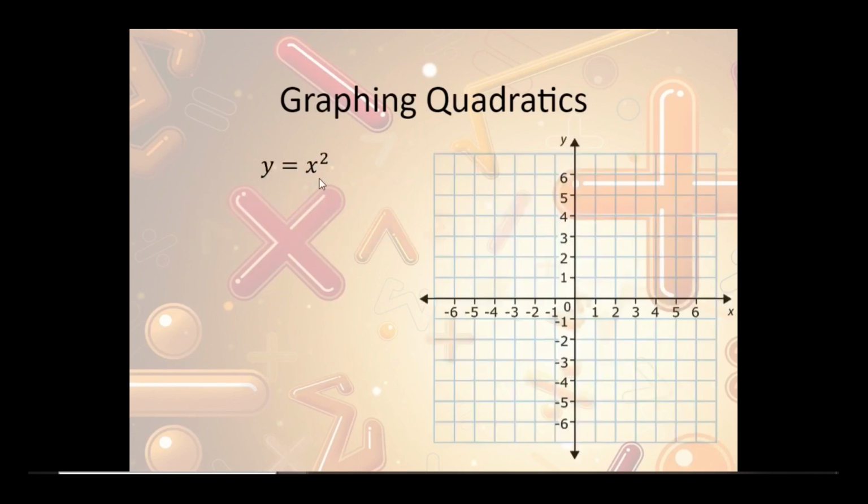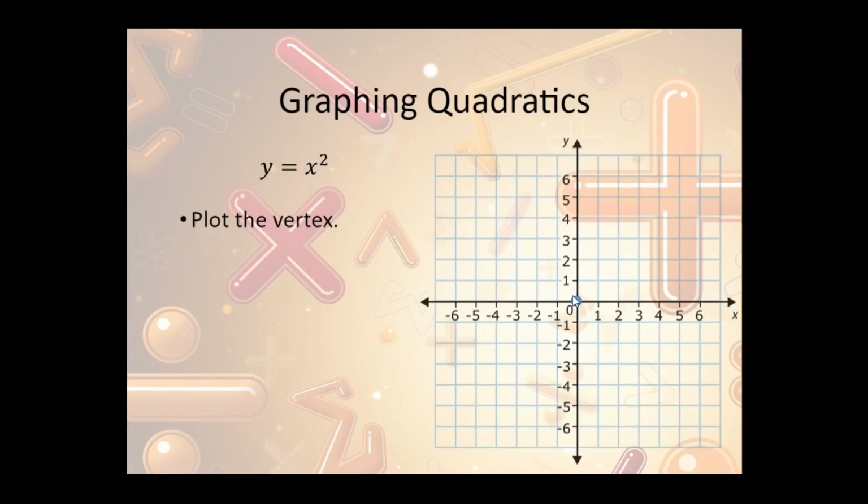So for instance, I have y equals x squared. So I plot the vertex. I should notice that this is really x plus 0 squared. So my vertex should be here at 0, 0. Then I plot 2 other points. So when x is 1, 1 squared is 1. So when x is 1, y is 1.